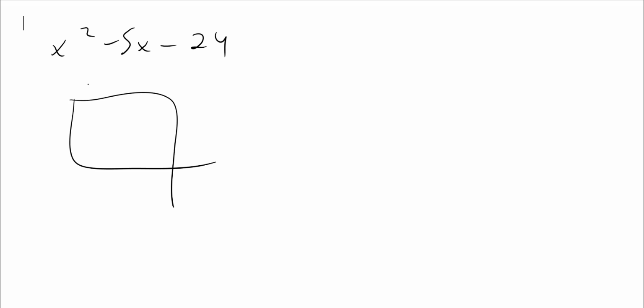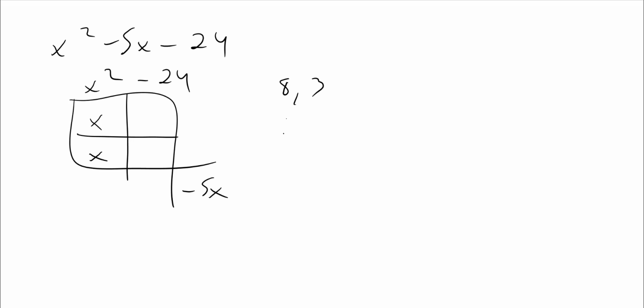One more before we get to the big kahuna. Okay, so I'm going to do x squared minus 5x minus 24. x squared, negative 24, and negative 5x. So x and x, that's easy. And negative 24 is going to be, well, we got to think of it. It's going to be 8 and 3, 6 and 4, 12 and 2.